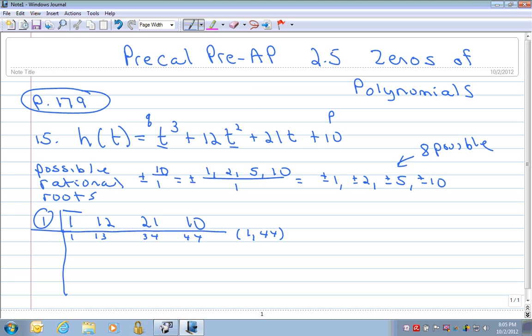Remember, I'm using these values right up here. I'm going to kind of keep them. Sometimes I'll ask you to highlight those values. If you highlight those values, it reminds you to keep using those over again until you find a 0. So I'm going to use negative 1. I bring down the 1 from up here. Negative 1 times 1 is negative 1. Negative 1 and 12 is 11.